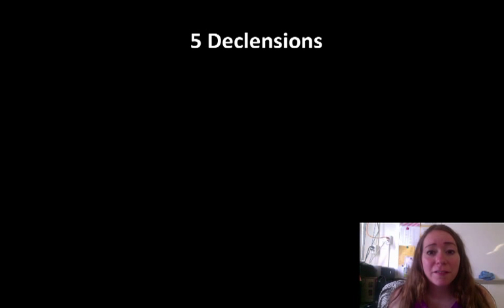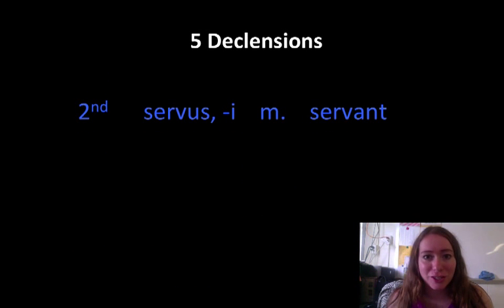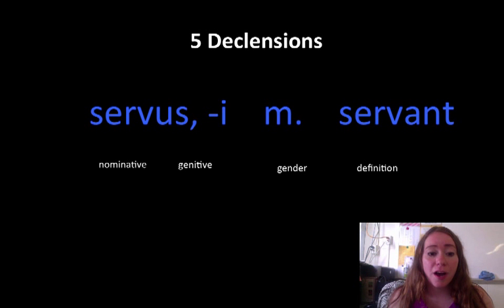In Latin, again, we have 5 declensions of nouns, and the 5 declensions are listed here. We already learned the first declension, and now we are going to move on to the second declension. The second declension has exactly the same format as the first declension in its dictionary form. We are always going to be given the nominative, and then the genitive, the gender, and then the definition of the word.